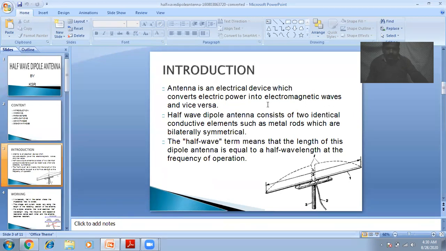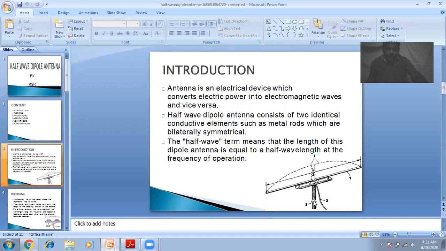Okay. So an antenna is an electrical device which converts electrical power into electromagnetic waves, or vice versa. The half-wave dipole antenna consists of two identical conductive elements, such as metal rods, which are bilaterally symmetrical. Let us see, this structure is symmetrical with respect to the center position. So this is called feed position. Feed position means we are applying the power to the antenna at the center. Therefore this is called center fed antenna, since we are applying the power at the center of this antenna.